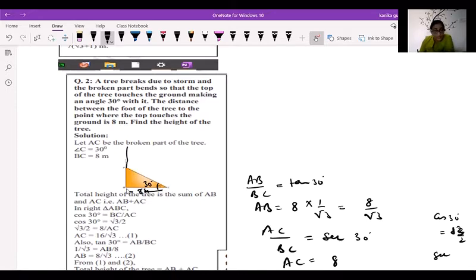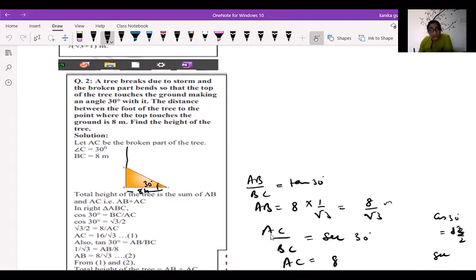Now we take this triangle ABC. We have AB over BC, perpendicular upon base, because we have to find AB, so we put it on top, over BC. This is given as tangent of 30 degrees. Tangent 30, its value is 1 by root 3. So you get AB is equal to 8 over root 3 meters. Next you want to find AC.